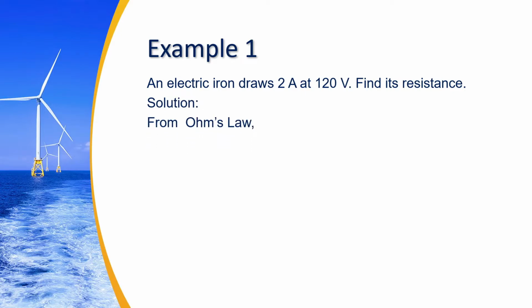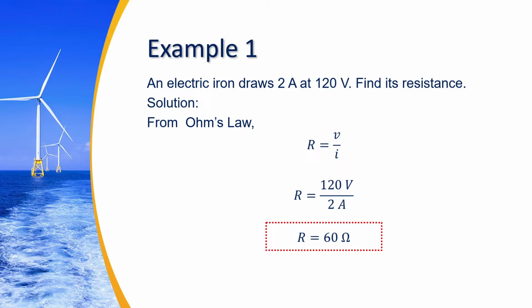So from Ohm's Law, R is equal to voltage over current. Substituting the given to the formula, ganito yung come up natin. R is equal to 120 volts over 2 amp. Getting the quotient of these two given natin, makakuha tayo ng resistance na 60 ohms. Okay? So next. Example number 2.